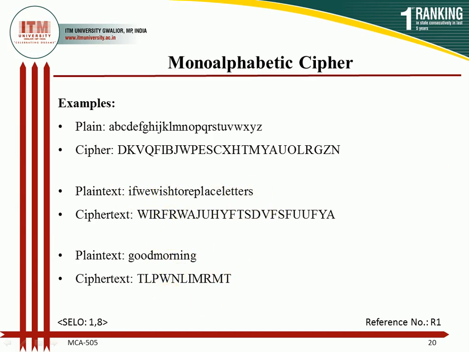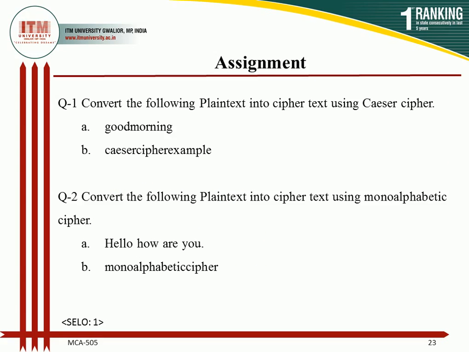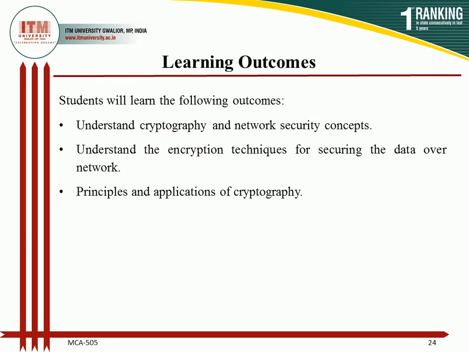So this is how to perform the Caesar cipher and monoalphabetic cipher. On the basis of these lectures, I will give you assignments, so just try to solve these questions. First, convert this plain text using the Caesar cipher, and second, convert this plain text using the monoalphabetic cipher, right? These are the 2 questions, and both have 2 sub-questions.